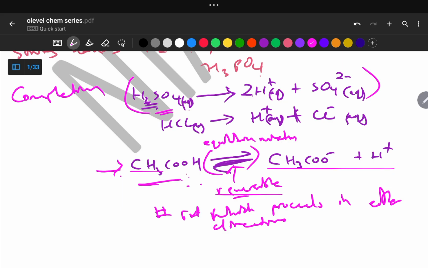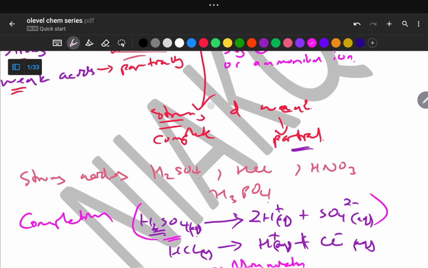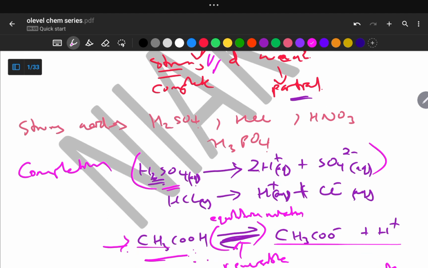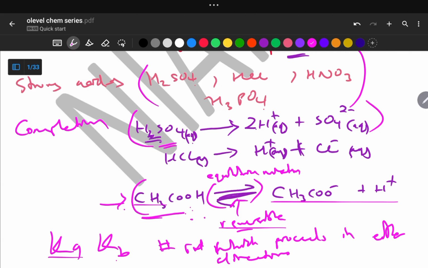So for O level, we don't want to explain the acid dissociation constant, the base dissociation constant, Kb and Ka, right? You only need to appreciate the definitions of a weak acid and a weak base, a strong acid and a strong base. And to give examples, these are the examples of strong acids, and examples of weak acids, we have these organic acids. Are we together?